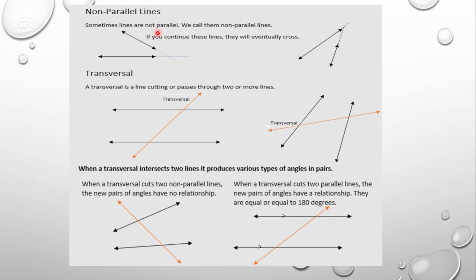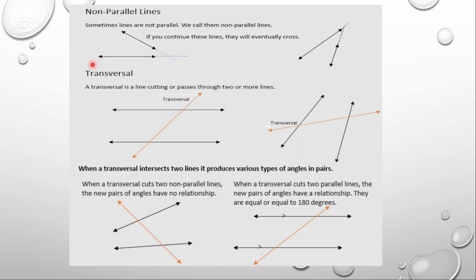Sometimes lines are not parallel and we call them non-parallel lines. So these are non-parallel lines. Here we have a line and it's extended to the right. We have another one coming down there. They will meet at a certain point, or they will cross at a certain point. These 2 lines, they are non-parallel. These 2 here, they will cross and they are non-parallel lines.